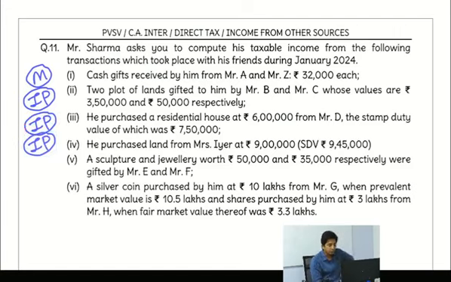Then sculpture. Sculpture means a statue. So sculpture is an artistic work, movable property. And jewelry is also there in the point. So these are movable property. So here what will I write? MP. Write MP, movable property. Then the next point is about a silver coin. Even a silver coin is a movable property.